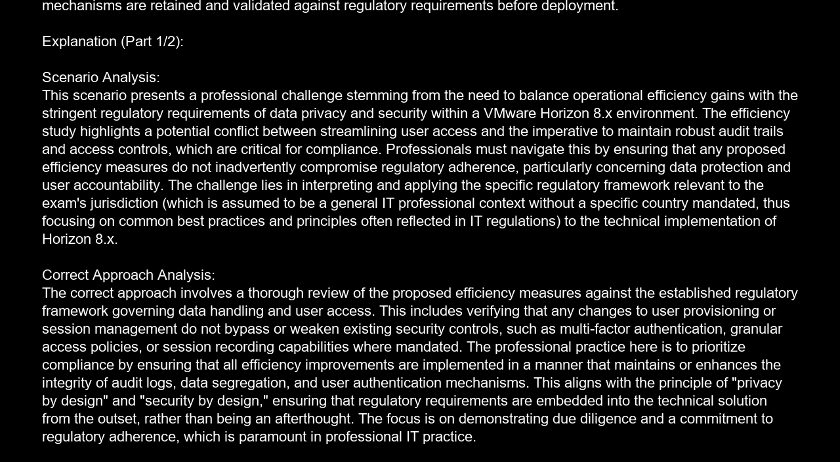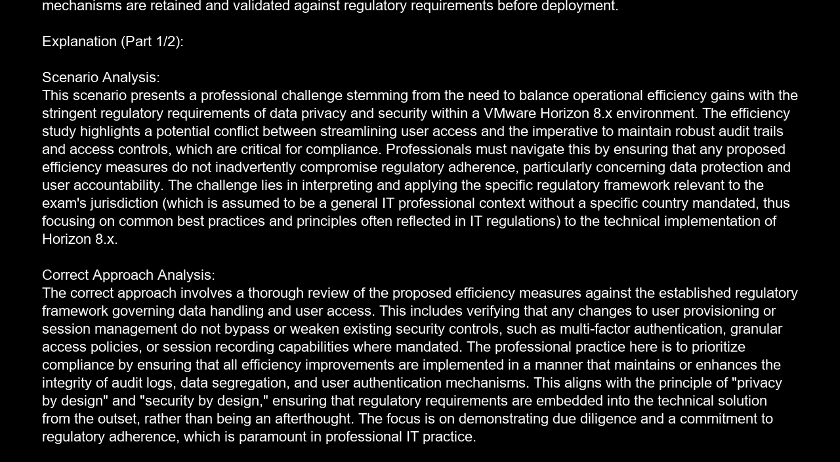Correct approach analysis. The correct approach involves a thorough review of the proposed efficiency measures against the established regulatory framework governing data handling and user access. This includes verifying that any changes to user provisioning or session management do not bypass or weaken existing security controls, such as multi-factor authentication, granular access policies, or session recording capabilities where mandated.